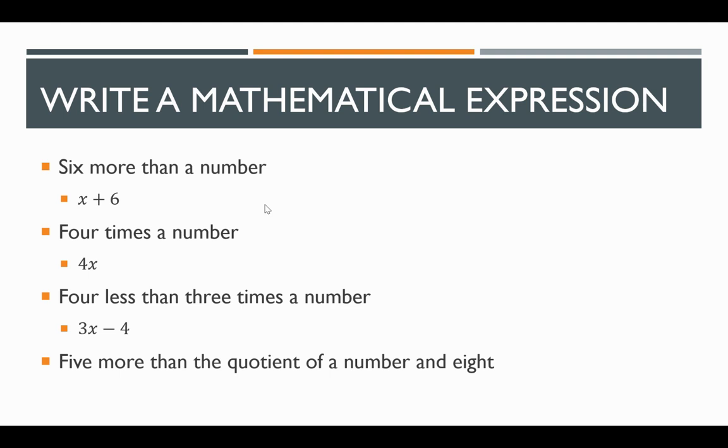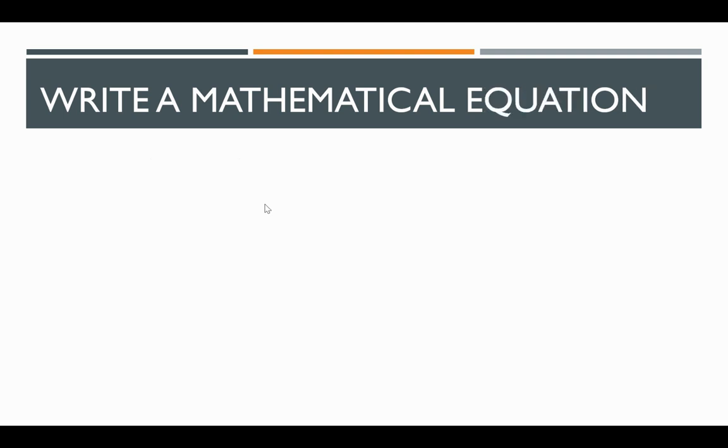Quotient is where we're doing division. A number and 8 means we're going to have x over 8, but then we're going to add 5 to that to get the 5 more than. So we're basically converting these word phrases into mathematical expressions. A couple more examples here. Equations. When you see the word is again, is equivalent more or less to equal to.